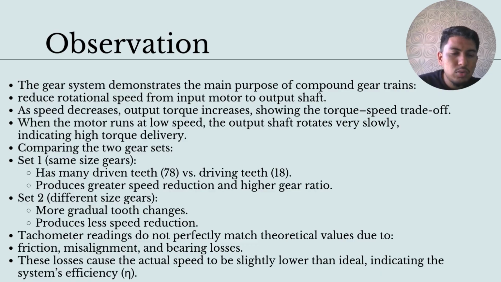Furthermore, throughout the operation of both gear sets, it is observed that the speed values differ from those expected from the gear teeth ratio. This discrepancy is an important observation indicating that real-world factors like friction between the machine teeth, misalignment, and bearing losses cause power to be lost, meaning the actual output speed is slightly lower than the ideal theoretical output, thus defining the system efficiency. Thank you.